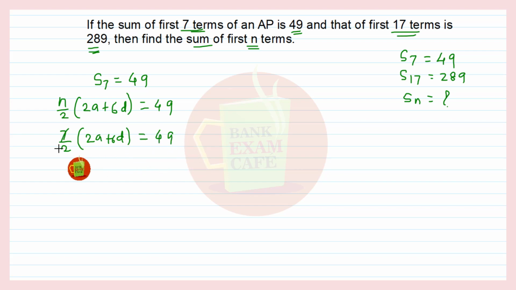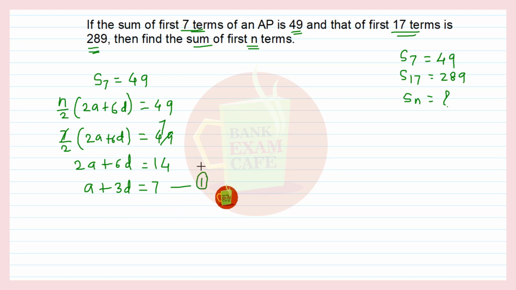So 7 1s are 7, 7 7s are 49. Take 2 to this side, so 2 7s are 14. So it will be 2a plus 6d, which is equal to 14. Now divide by 2 throughout the equation. So it will be a plus 3d is equal to 7. Let this be equation number 1.